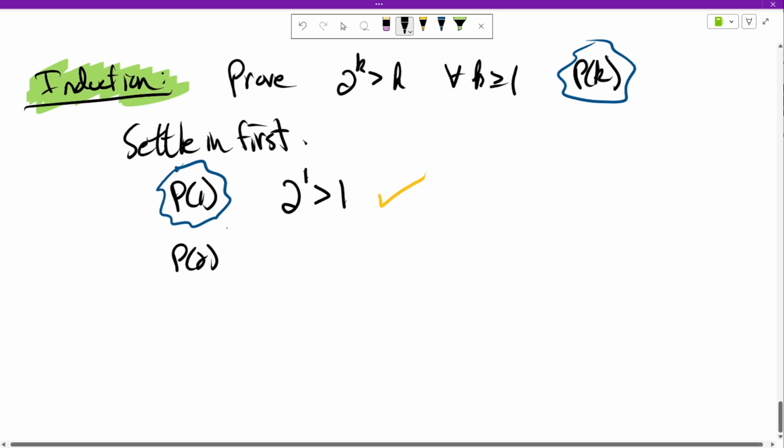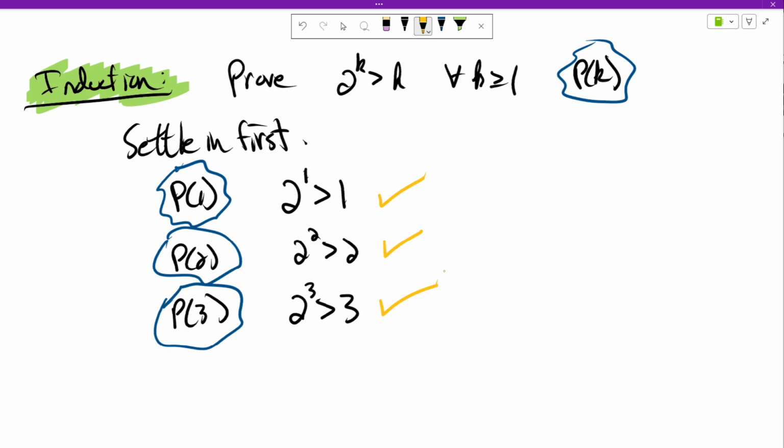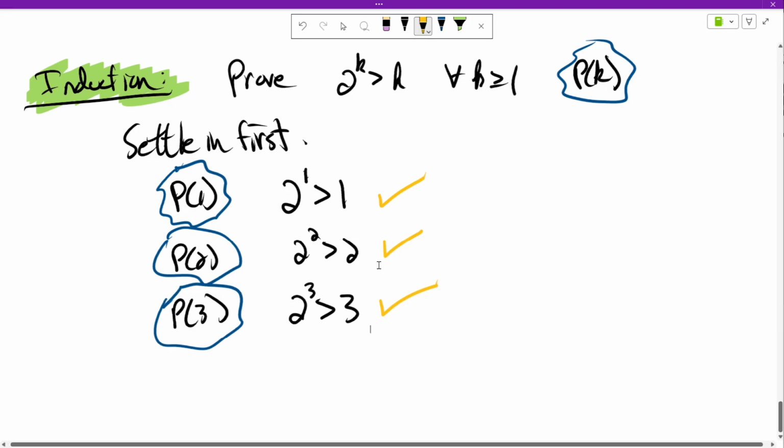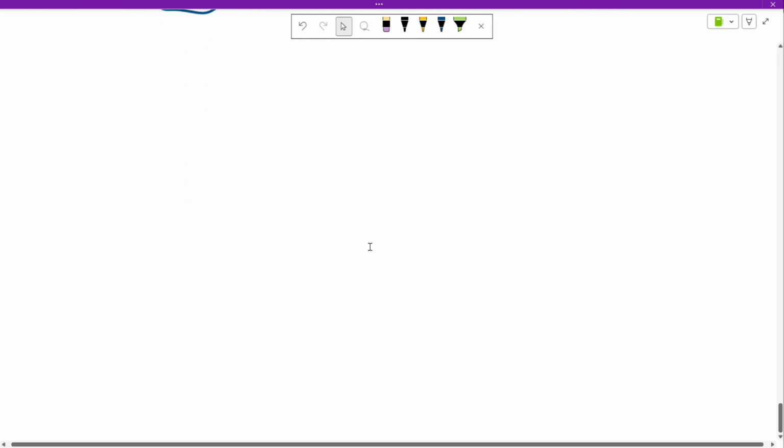When k is 2, what is it saying? Well, it's saying 2 squared is bigger than 2. Well, 2 squared is 4. 4 is bigger than 2. Check. Let's do one more. Let's do P of 3. When k is 3, this is saying 2 cubed is bigger than 3. 2 cubed is 8. 8 is certainly bigger than 3. Check. So that's what this is saying. And we want to prove it for all natural numbers. And so we're going to apply induction because it's a statement about all natural numbers.